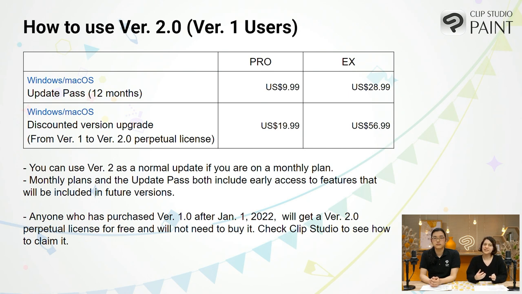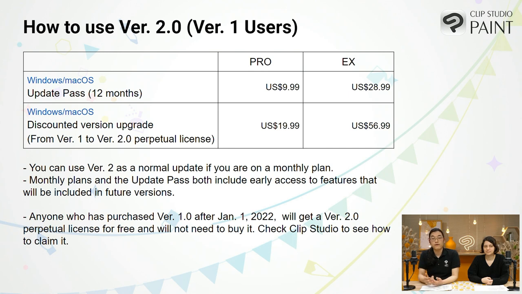And then this links up to your existing perpetual license. So if you have a version 1 perpetual license and you link a 12-month pass to it, that means you can start using version 2.0 without buying another perpetual license. You only need one. So in this case, you do not need to purchase 2.0. If you have the update pass, which is $9.99 per year, or $28.99 for EX users, you do not need to purchase another license. You can start using 2.0 immediately.